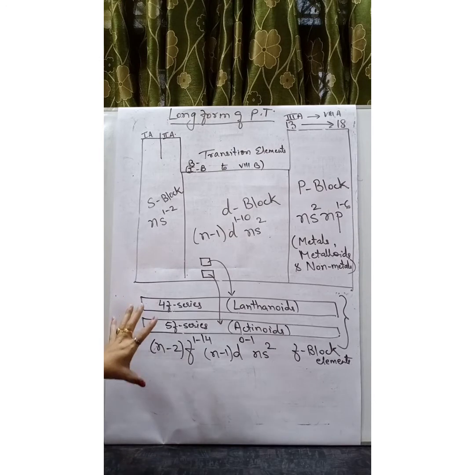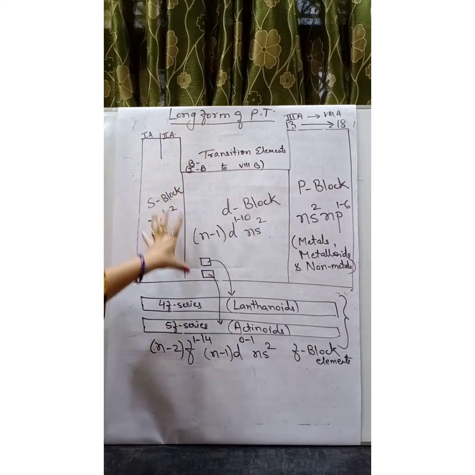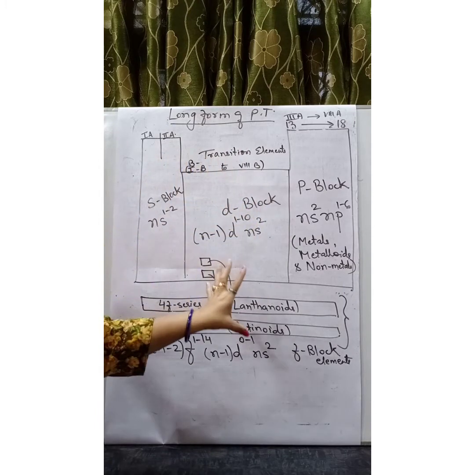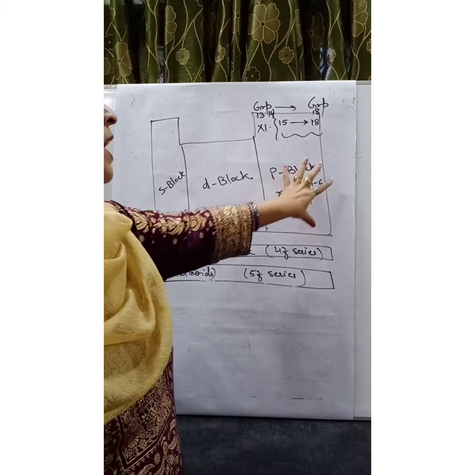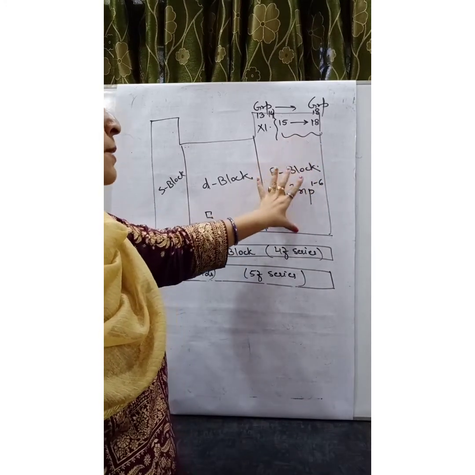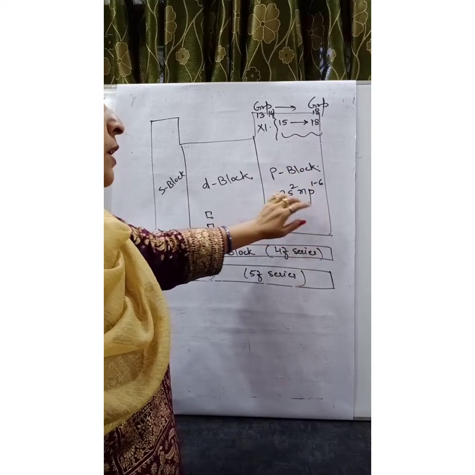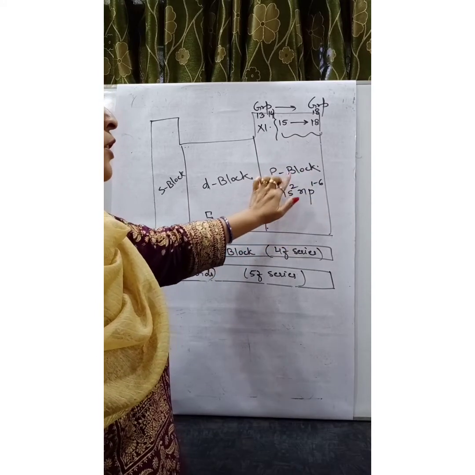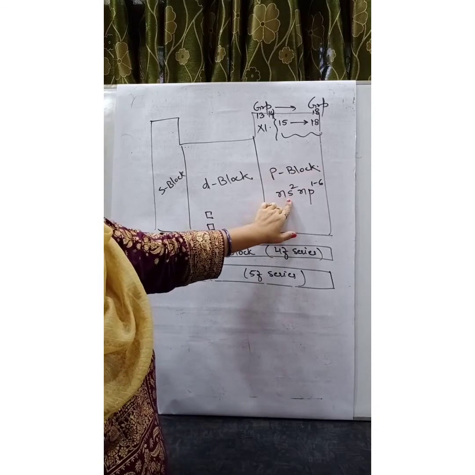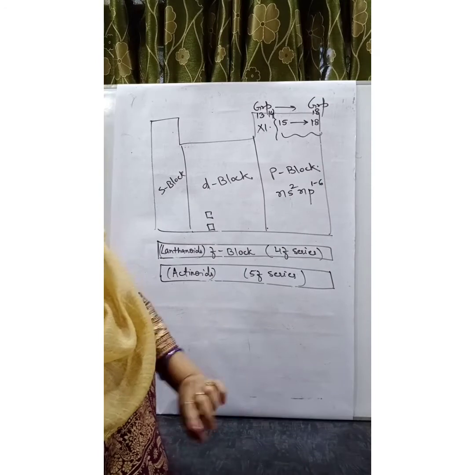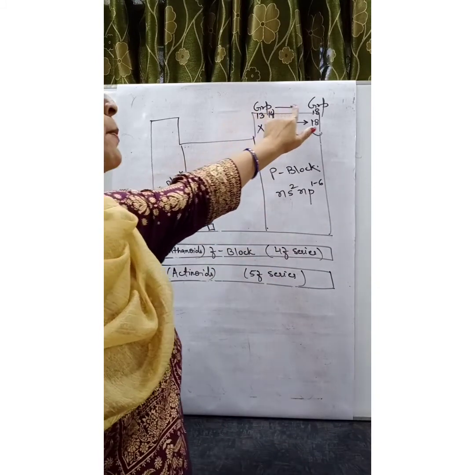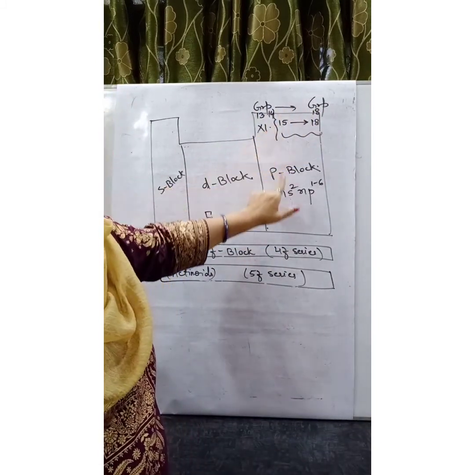So on the basis of electronic configuration, the modern periodic table or long form of the periodic table is divided into 4 blocks. We have to focus on p block elements in this particular chapter. So here the general electronic configuration of p block elements is ns2 np1 to 6. Group 13 to group 18 belong to the p block.